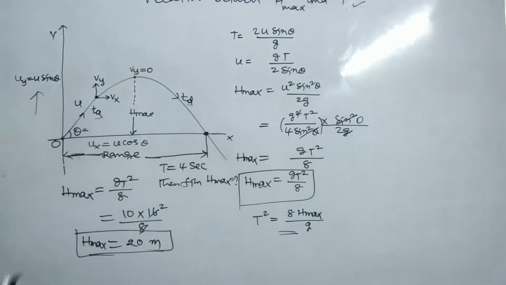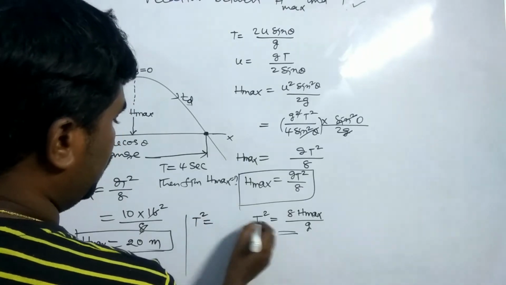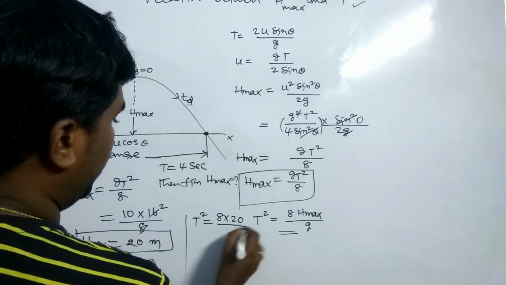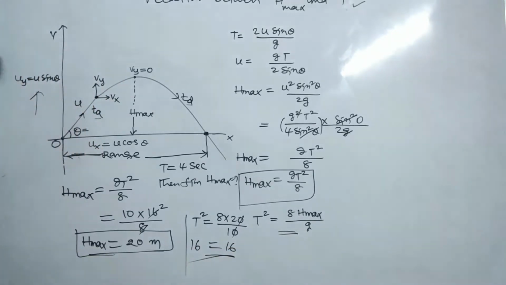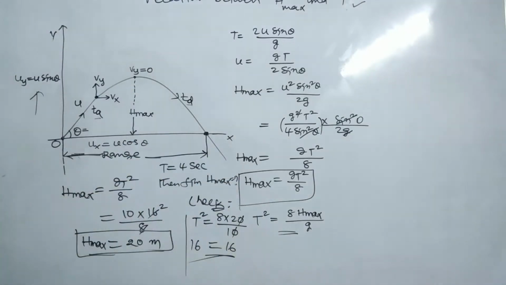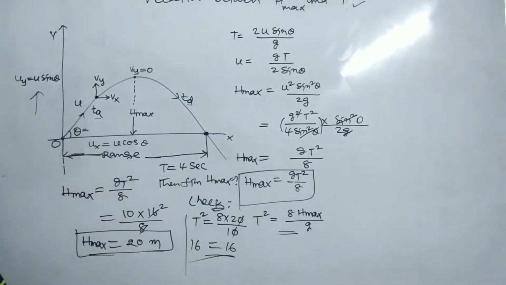So let us check it. Here t square is equal to 16. t square is equal to 8 into h maximum by g, so 8 into 20 by 10, and 8 twos are 16, which is equal to 16. So this is the check. This is the method you have to use. Without being given any other data, if you are given the total time taken to reach the ground point, then you can find the maximum height traveled by the projectile. Right? Let us see another one.